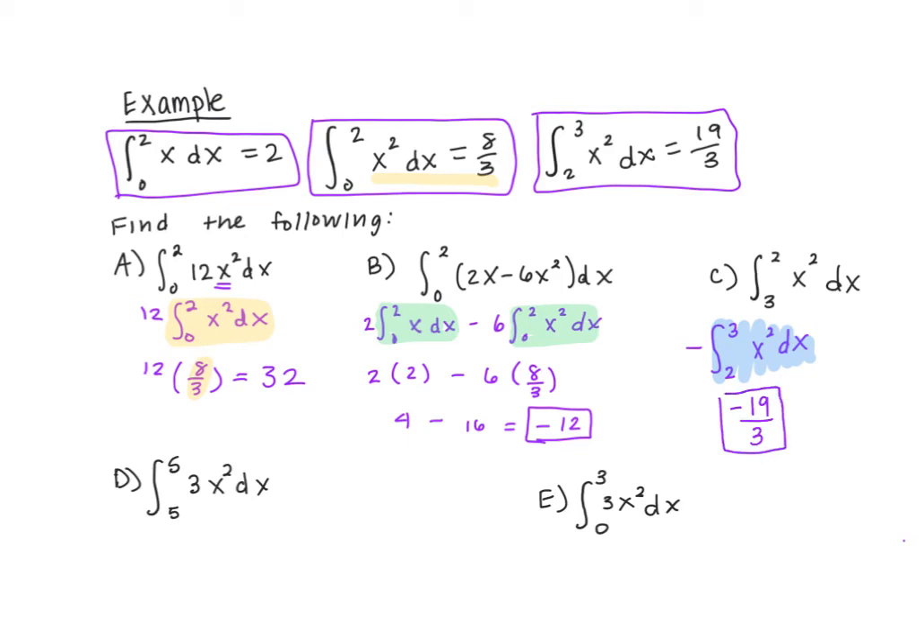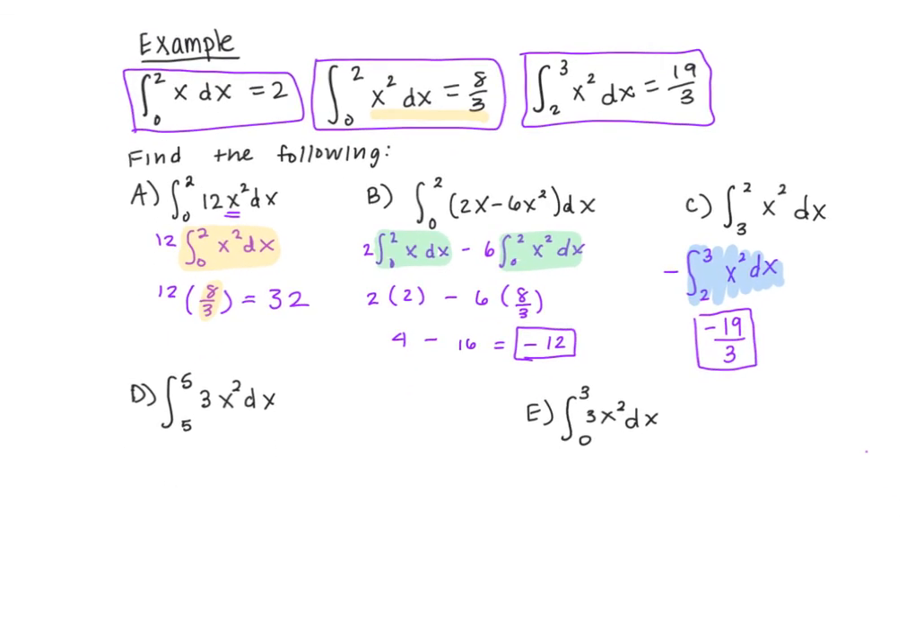These last two are a little bit tricky. So for part d, it goes from 5 to 5. Well, the property for integrals, when it's the same on the bottom and the top, is it just equals 0. So I have 3 from 5 to 5 of x squared dx. Well, that's just 3 times 0, which is 0.